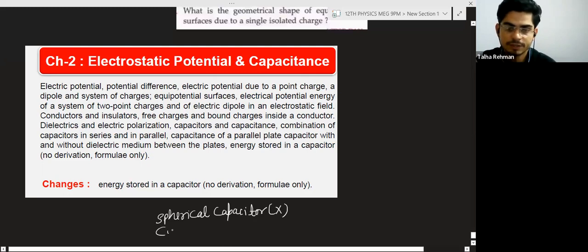Also cylindrical capacitor. This is also not in our syllabus.